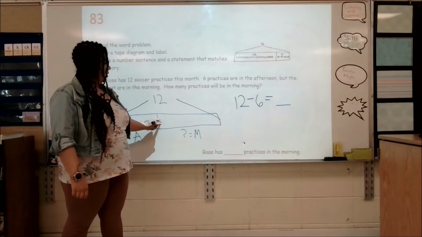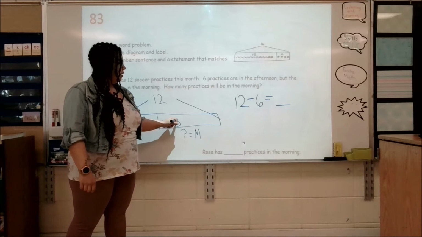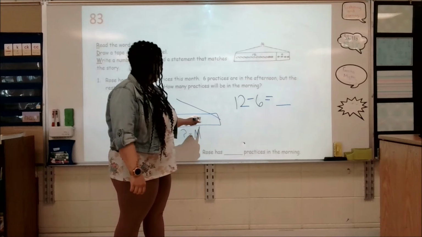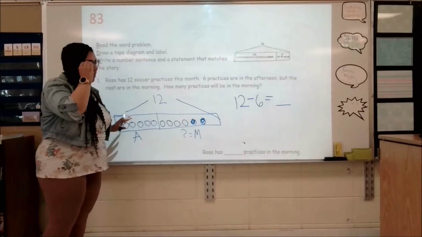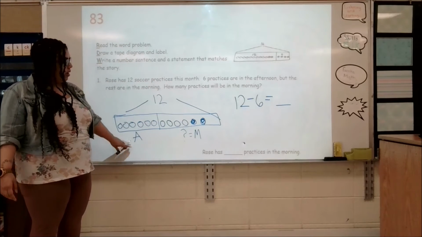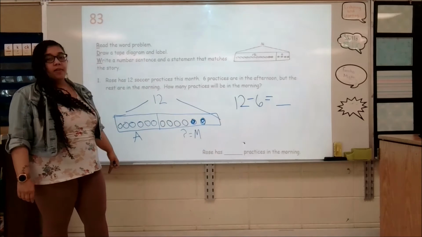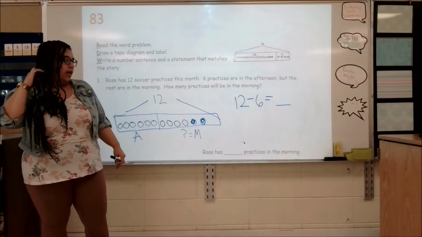So 6, 7, 8, 9, 10, 11, 12. Now we have counted on from the part we know to the whole. We can count up what is here in our missing part. Now tell me, how many practices did Rose have in the morning?